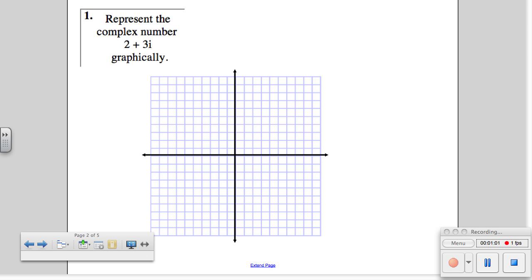We're going to represent the number 2 plus 3i graphically. So the real part of this number is 2, so we're going to go over 2 units in the real axis direction. And the imaginary portion is 3, so we'll go 3 in that direction, so the point (2, 3) will be our vector, and so that's the 2 plus 3i.